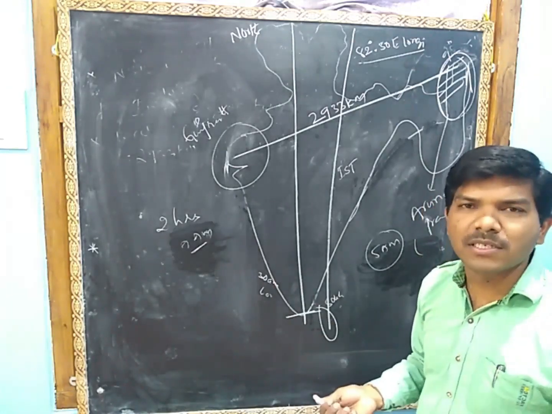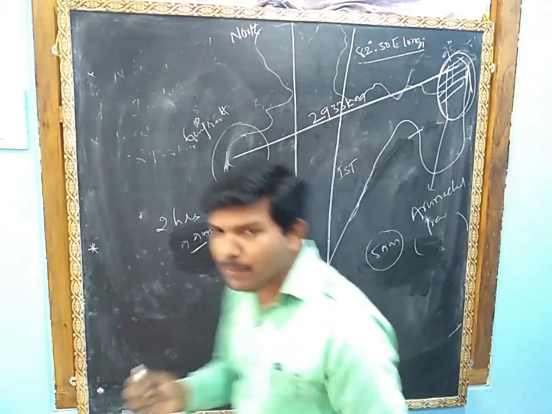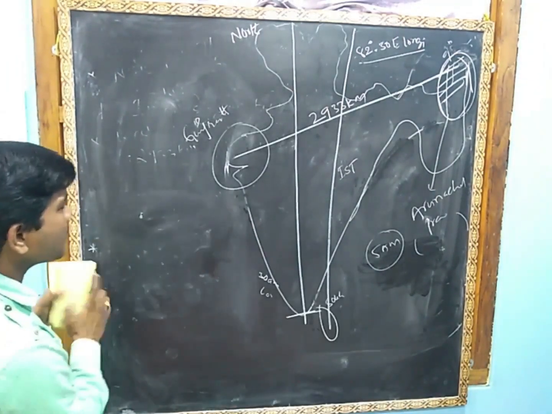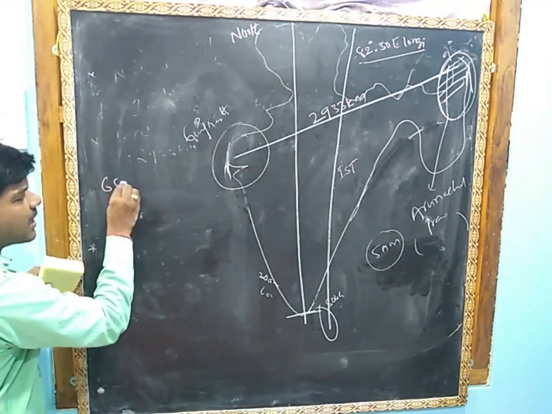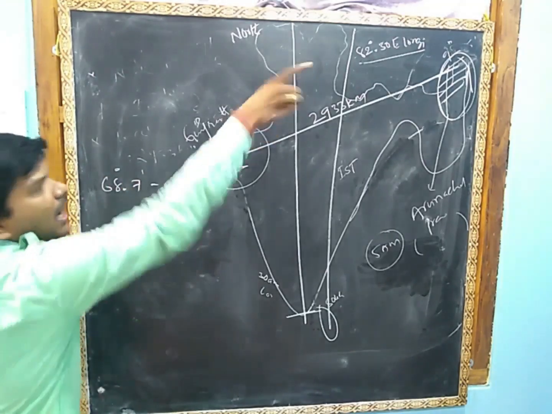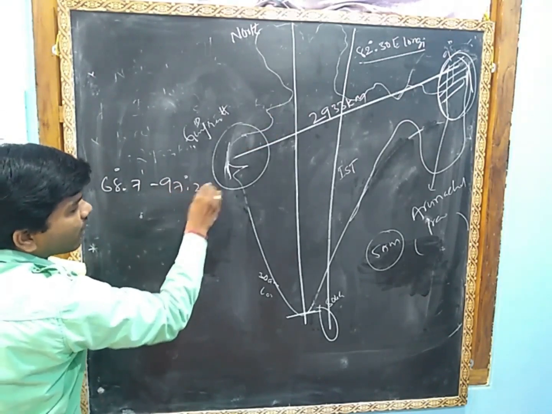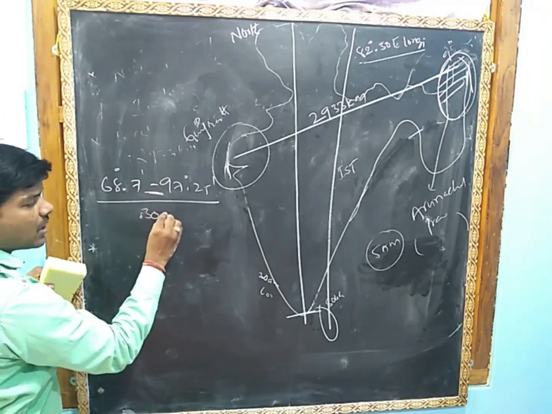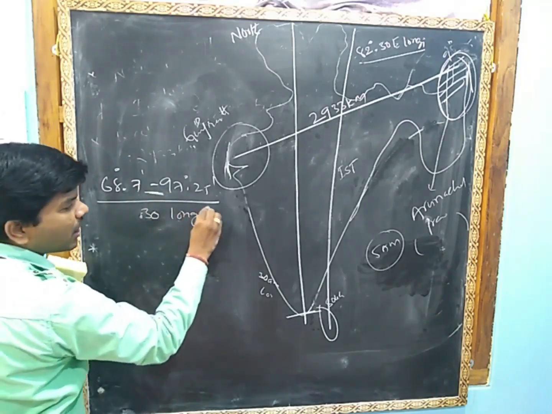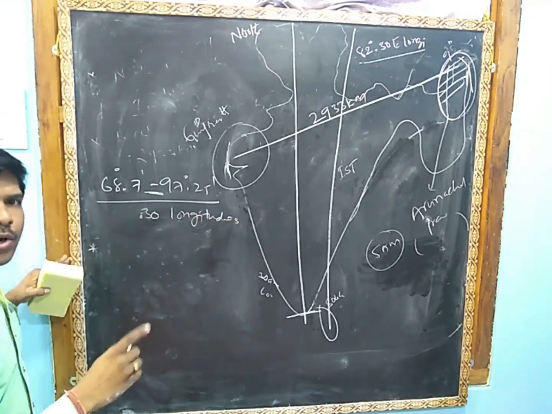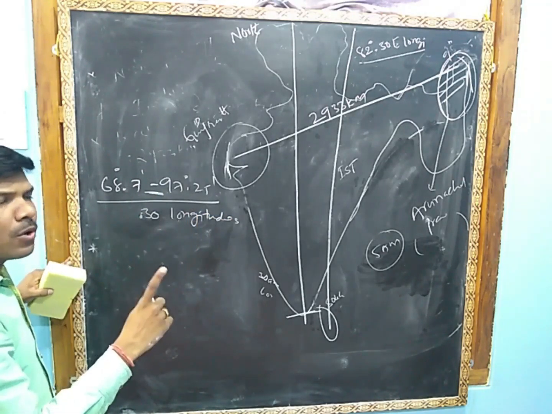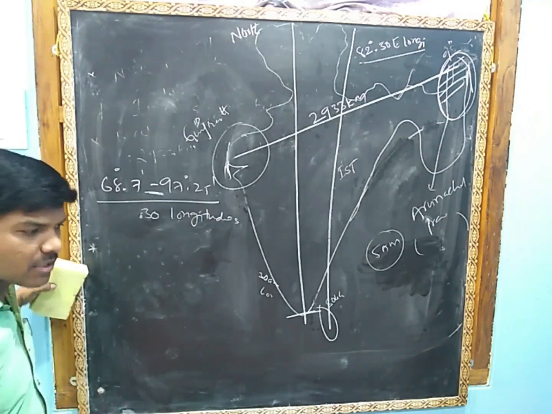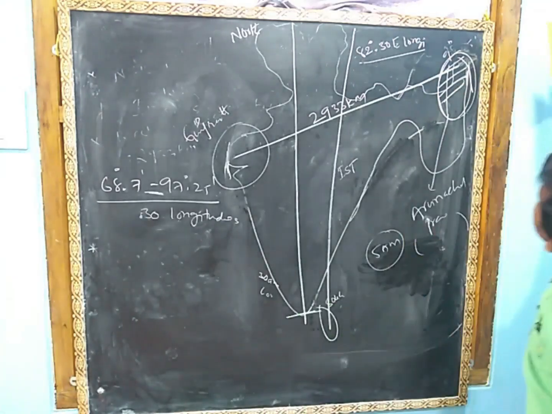Sir, why these differences? Because you know that in 9th class we learned. You see beta, here 68 degrees 7 minutes, and there 97 degrees 25 minutes. So approximately the difference between these two longitudes is approximately 30 longitudes. To pass one longitude, the earth will take 4 minutes time, because you know that the sun is here.